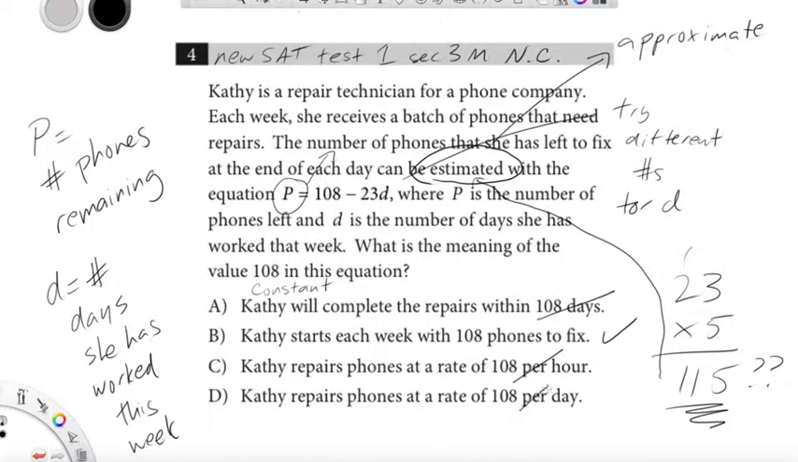You can see that it's going to take her between 4 and 5 days to finish 108 phones. So that doesn't make any sense. So yeah, this is a true new SAT question, and the answer is B.